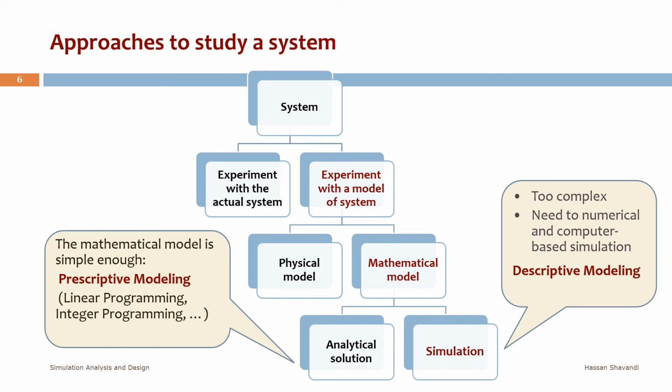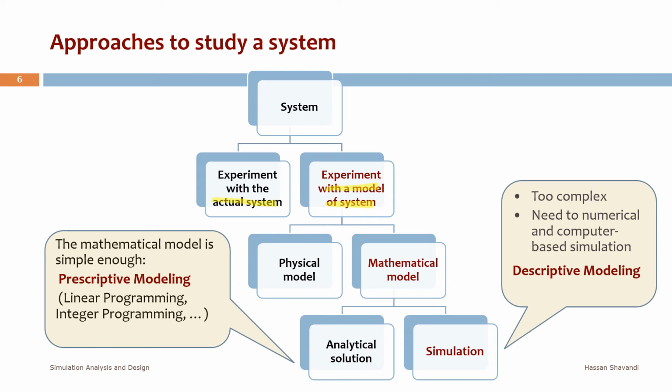So here we'll see the approach to study a system. We can study the system by trying or playing with the actual system, or we can experiment with a model of the system. If the system is simple enough, and trying different things or changes in the real system is not expensive, not dangerous, and it's doable and applicable, then yes, we can try with the real system without having a model.